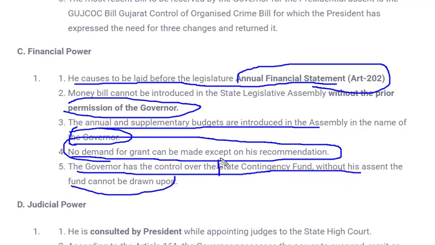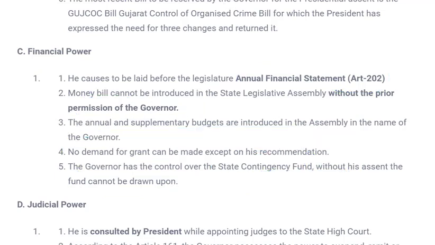So there are several funds at state and central level. At state level, especially this fund, the state contingency fund, if the governor doesn't give his assent to withdraw it, it cannot be used by the state government until it is permitted by the governor. So this was his financial power.